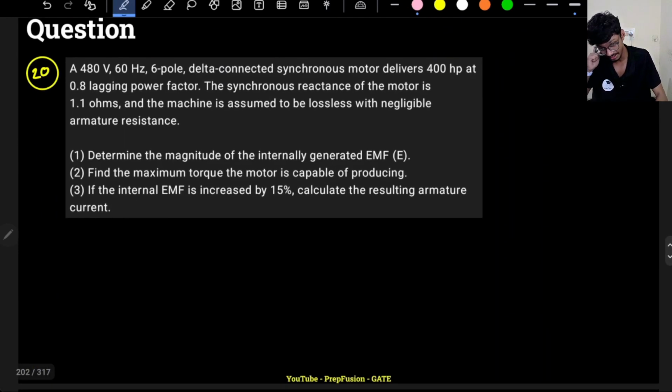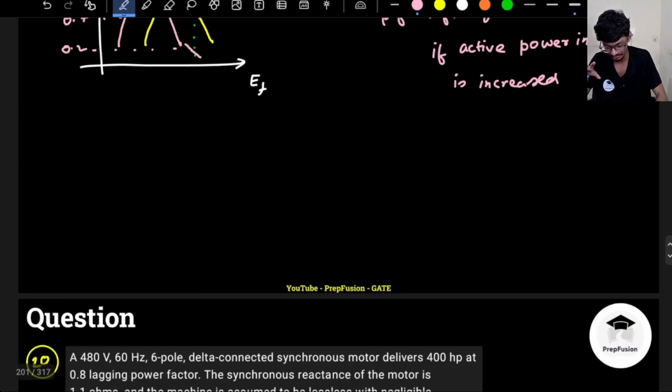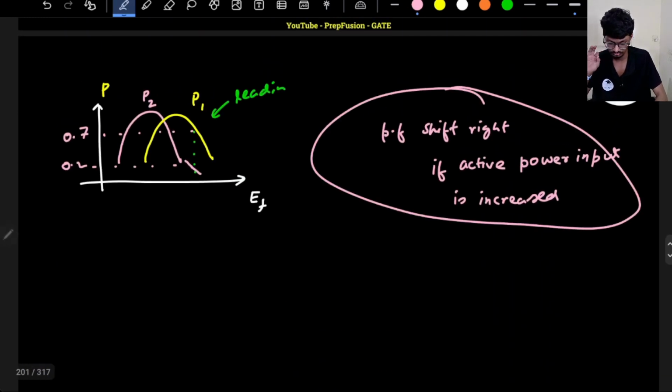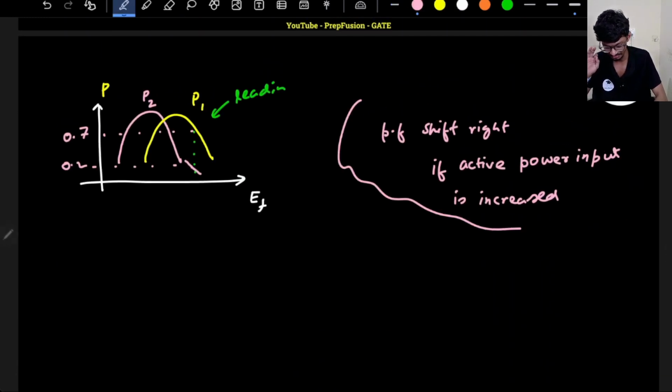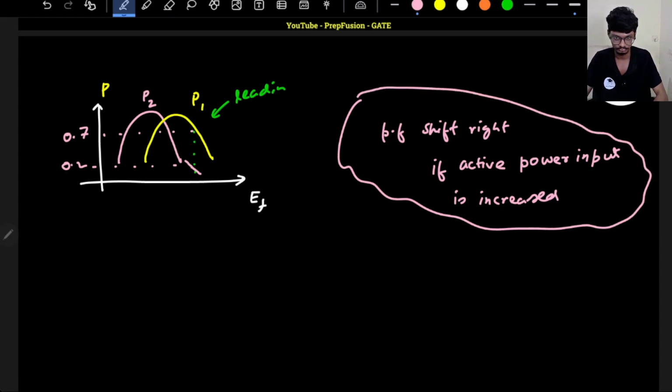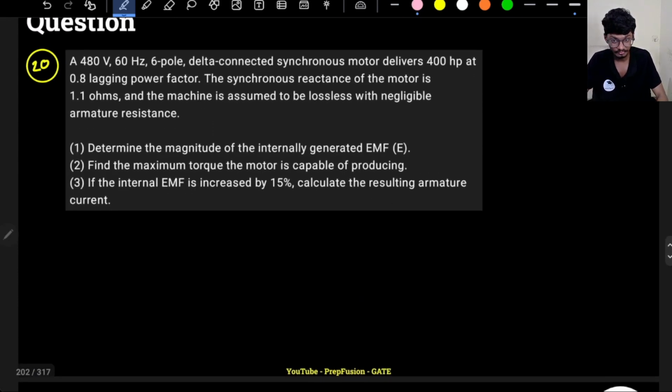Okay, let's now move on to the next question. These graphical questions are easy if you are able to understand this concept. This is actually a bit important, so I'll tell you to remember this concept. Let's now solve a few numericals.